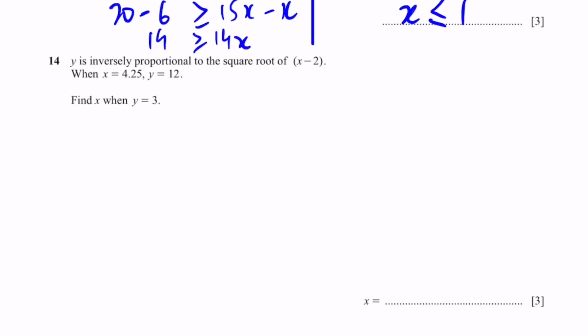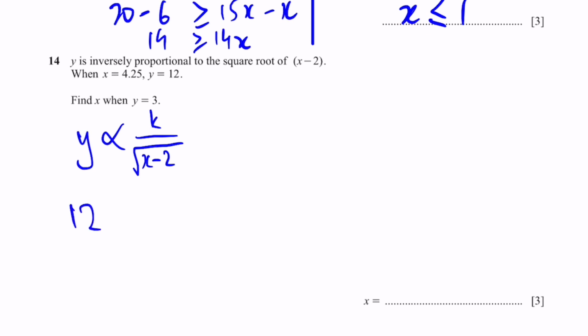Question 14. Y is inversely proportional to the square root of x minus 2. When x equals 4.25, y equals 12. Find x for when y equals 3. So y is inversely proportional to the square root of x minus 2. Y is proportional to k by square root of x minus 2. So when x is 4.25, y is equal to 12.